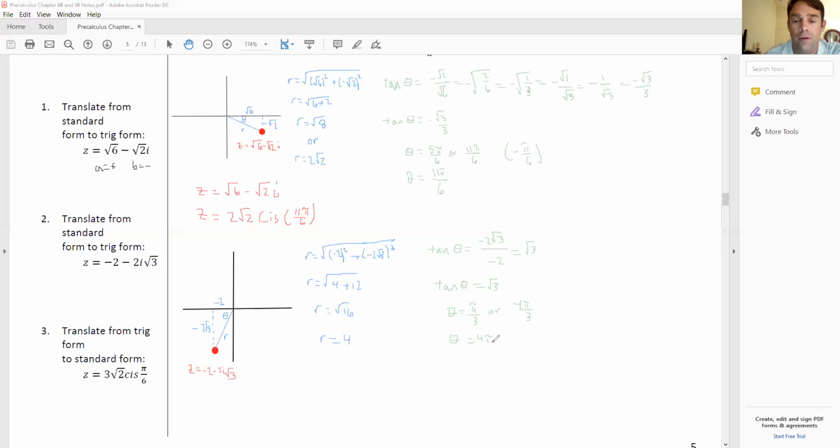So now I have my R value and I have my theta. We can go through and actually write it in its trig form. So Z is 4 cis 4 pi over 3. All righty. Hopefully you guys are feeling pretty good about translating it that way.